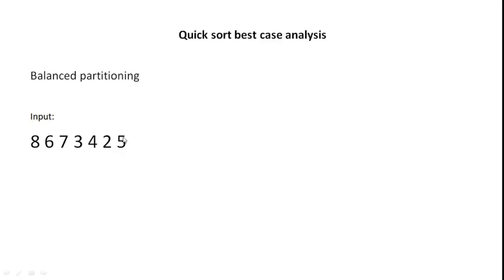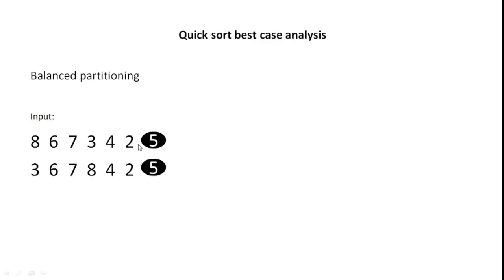So the correct position of 5 is at the 4th place, and we have to bring it to its correct position. We don't know about the rest of the elements, how they are going to be, but one thing we are fixed with is that the pivot element is going to be at its correct position after applying the partitioning algorithm on it.